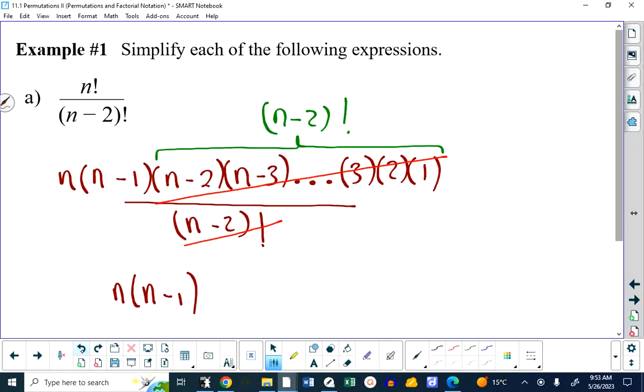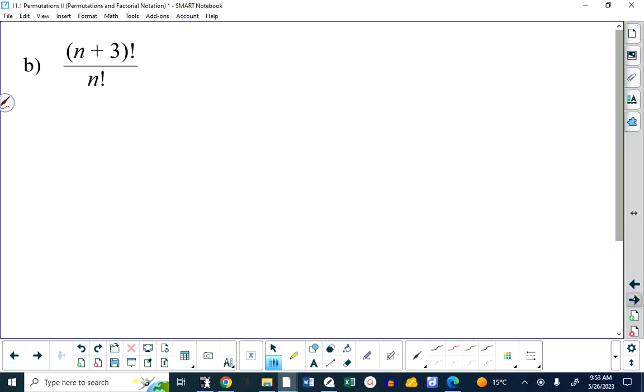B. n plus 3 factorial over n factorial. Well, which is the larger factorial? n plus 3. So we have to expand out the n plus 3 factorial until we see inside of it somewhere the n factorial.